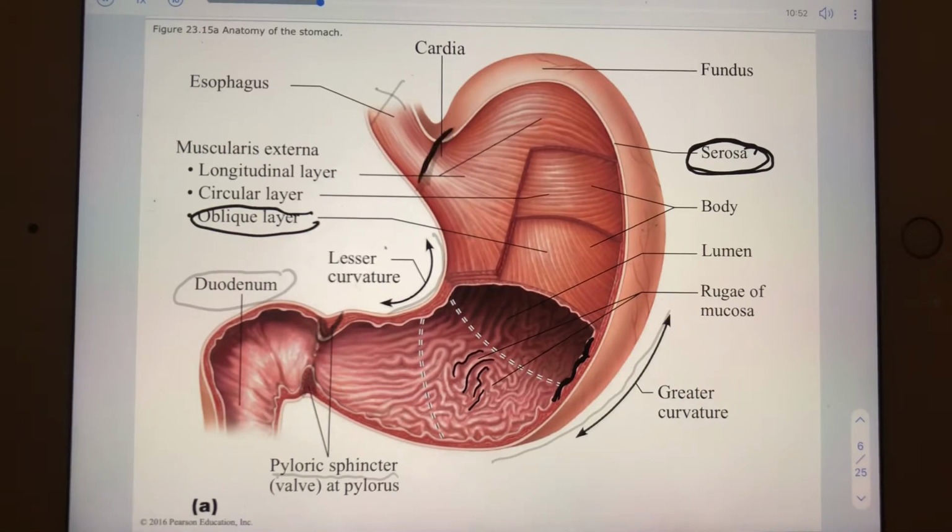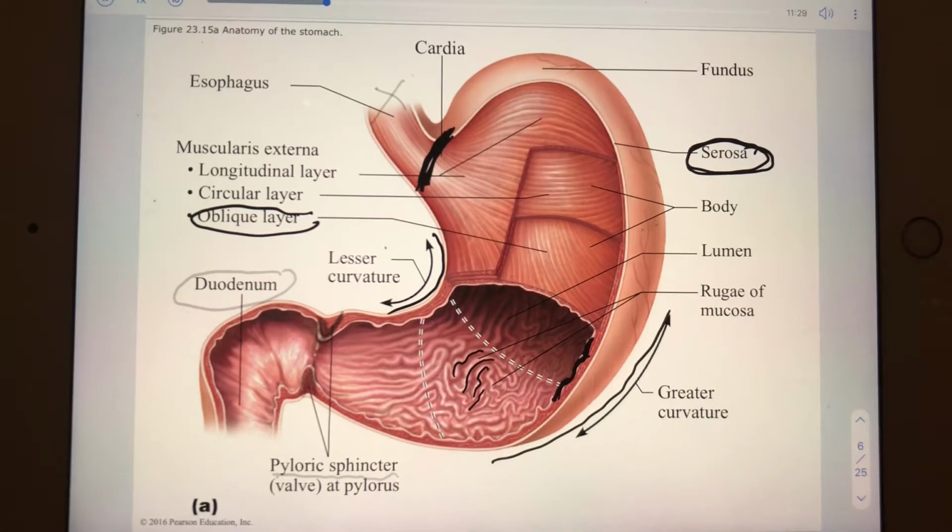This portion here, where stomach is meeting esophagus, is called the cardia. This portion here is called the fundus, and I remember that because if I'm in a roller coaster car, then it's right about here that I'm about to have a lot of fun. The bulk of the stomach is called the body. I'm making a mess here. Here, lesser curvature, and here, greater curvature.